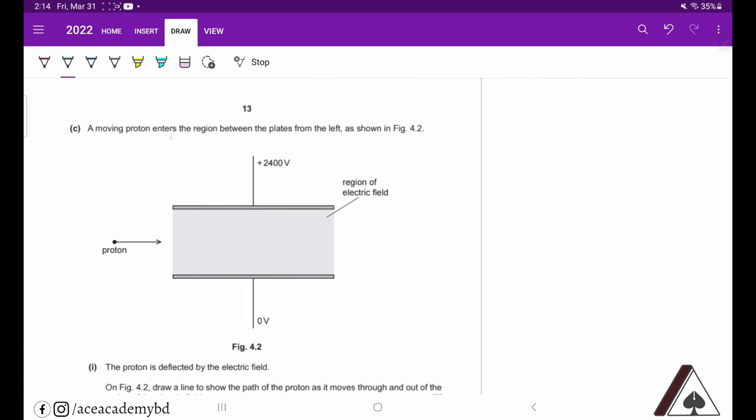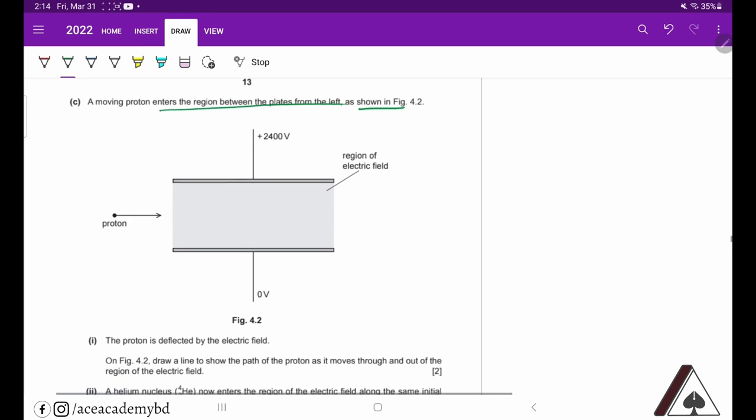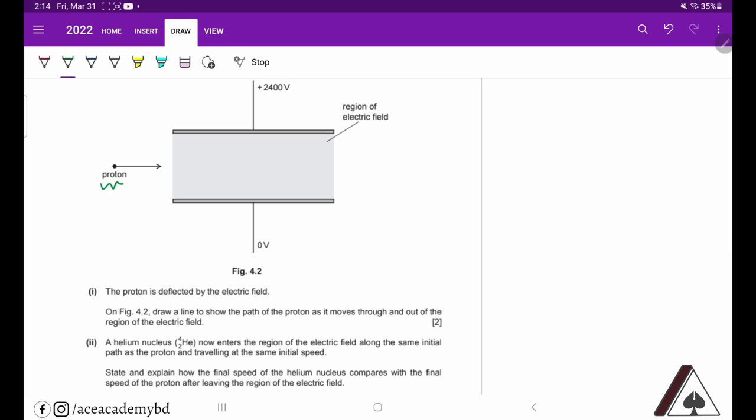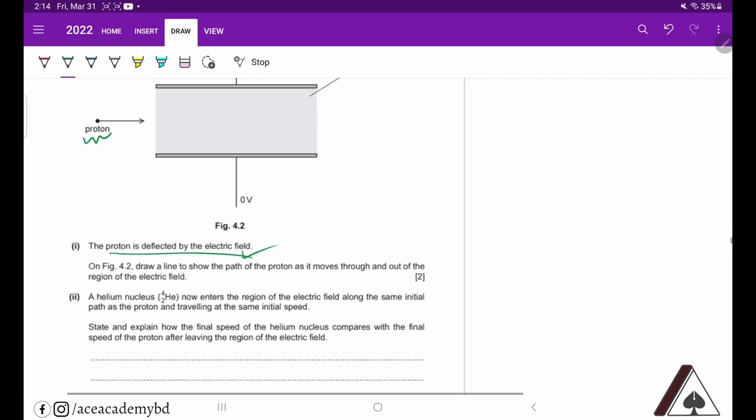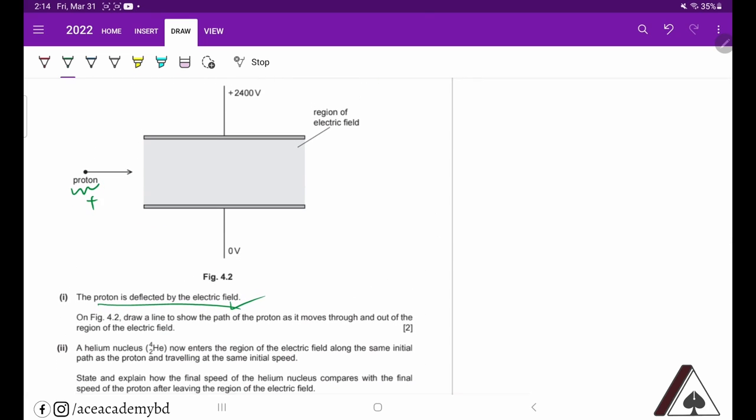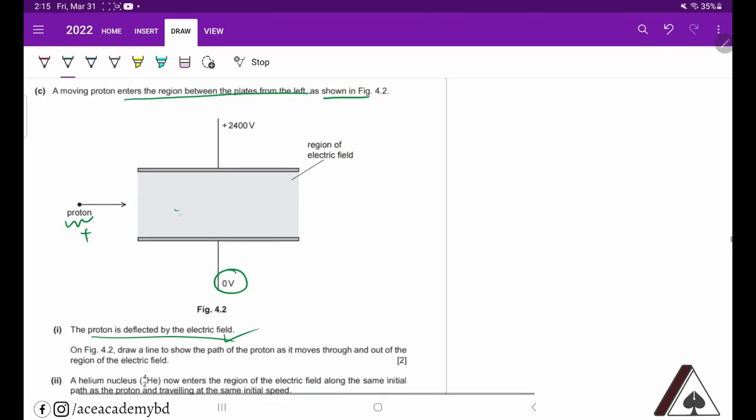Next, part C. It says a moving proton enters the region between the plates from the left as shown in figure 4.2. The first part says the proton is deflected by the electric field. Yes, obviously, because the proton is positively charged, it is going to be attracted toward the 0 volts, which is less positive. And the proton will be repelled by the more positive 2400 volts.